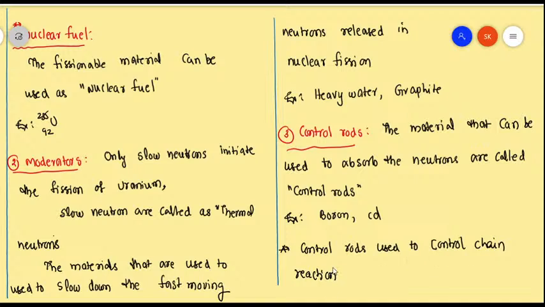The control rods are used to control the chain reaction. How will they control the chain reaction? By absorbing the neutrons. Okay, right. Is it clear, students?